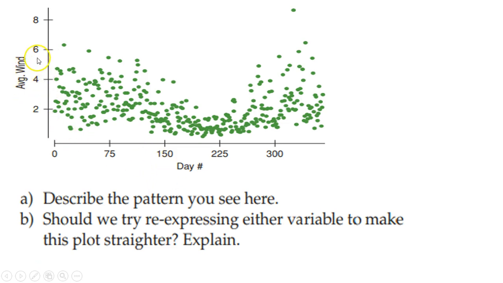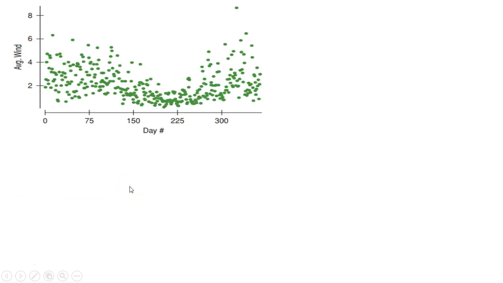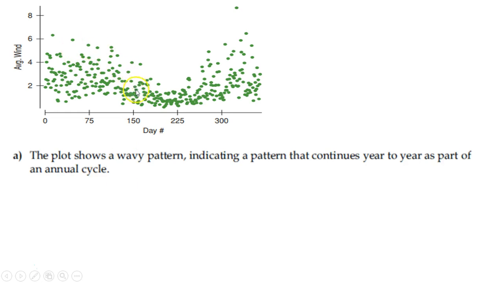Now, this is average wind speed. Remember what we said in the last section about averaging things together. It makes the points more concise, closer together, which is why they aren't as spread out. So the plot shows kind of a wave pattern, indicating a pattern that continues year to year as part of an annual cycle. It comes down a little bit in average wind speed, then it takes off.